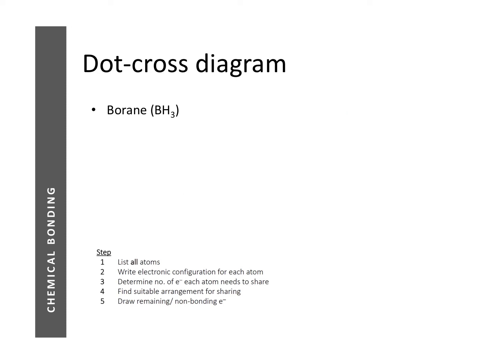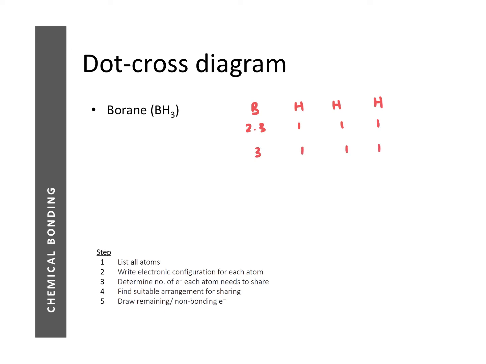Now let's use the same rules for another molecule called borane. Borane is made up of 1 boron atom and 3 hydrogen atoms. So electronic configuration is as shown. Step number 3, we need to find the number of electrons each atom needs to share. For boron, it is in group 13 or group 3 that we have learned in O-level syllabus. So for elements in groups 1 to 4, they only need to share the group number of electrons. So boron needs to share 3, each hydrogen needs to share 1.